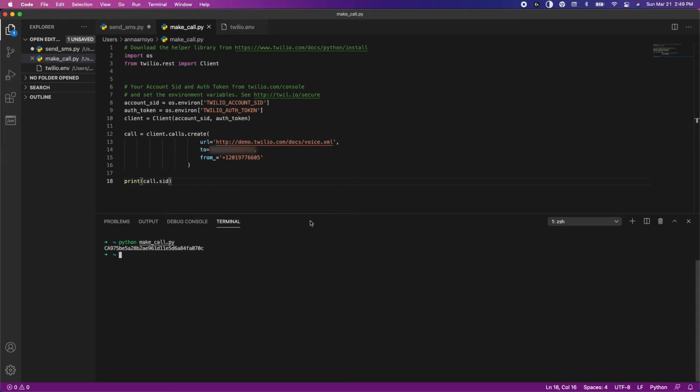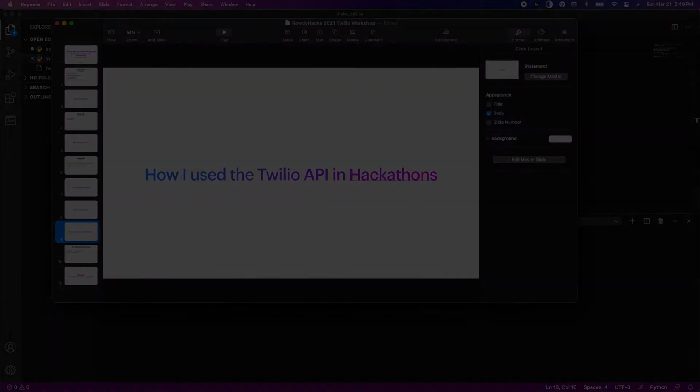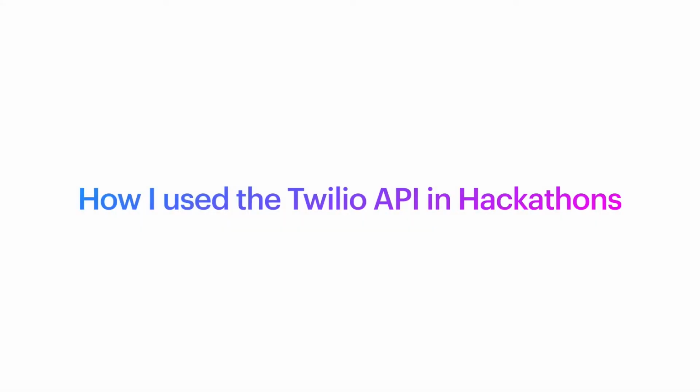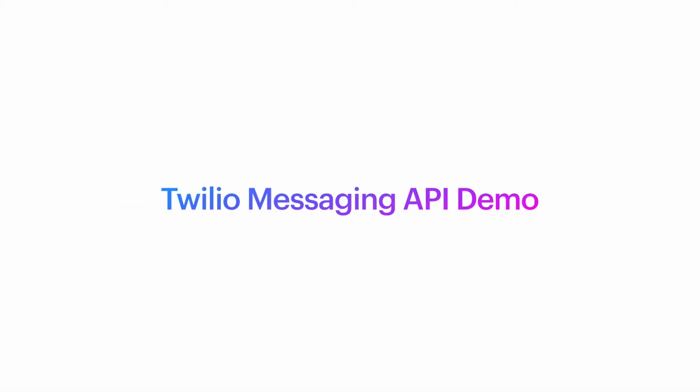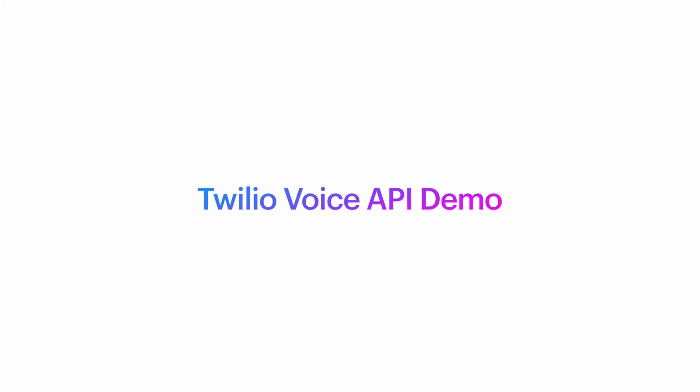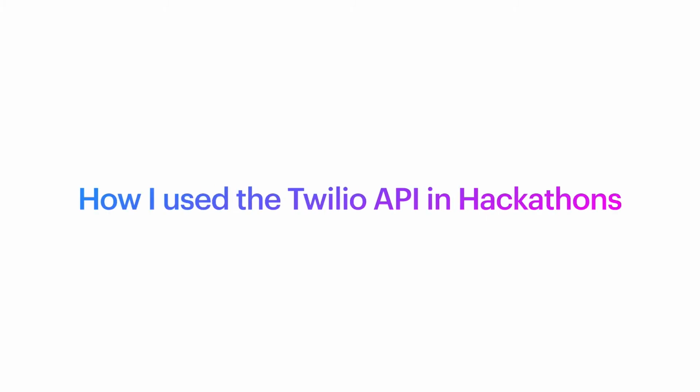All right, so now that we've shown the messaging API and the voice API, and what Twilio code looks like for that, I'm going to go back to our slides, and we're going to do a little bit of a recap. So we went over the messaging API demo, we did the voice API demo, and now we're going to go over how I used the Twilio APIs in hackathons.